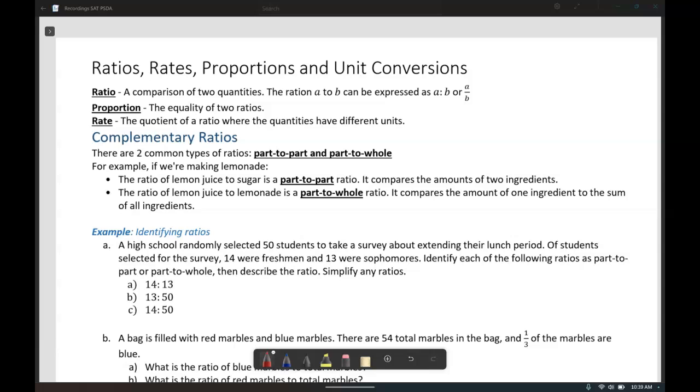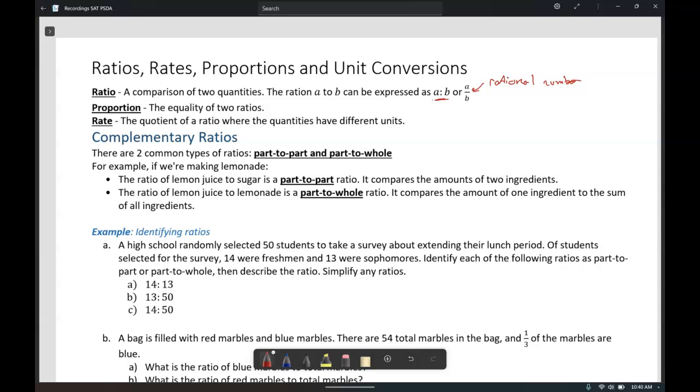We're going to now move into the next domain of the SAT, which is problem solving and data analysis, beginning with ratios, rates, proportions, and unit conversions. So, some quick vocabulary: what is a ratio? A ratio is just a comparison of two quantities. The ratio of A to B can be expressed as either A colon B or as a fraction. This is where we get the term rational number from. It's a number that can be posed as a ratio.